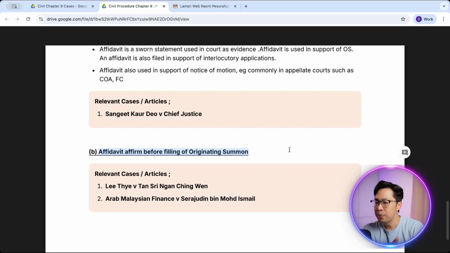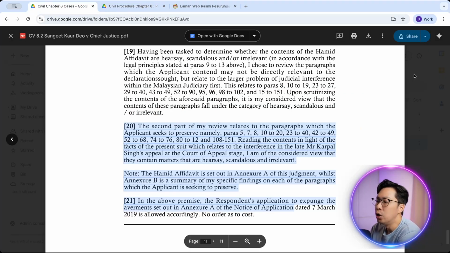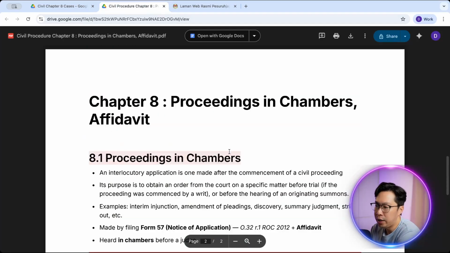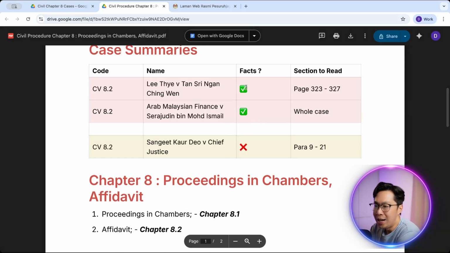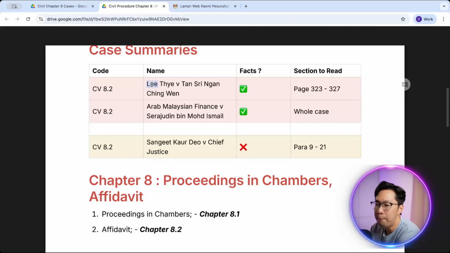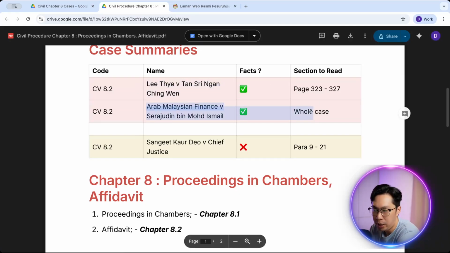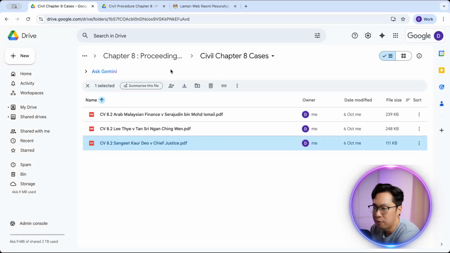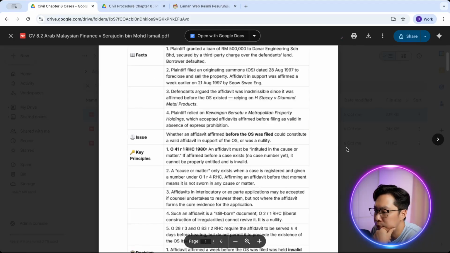So the issue now is, if you have an affidavit affirmed before filing of the OS, meaning you have the affidavit here and later on only file the OS, is this affidavit valid or not valid? So there are two cases here. There are quite some cases, but I give you two cases. And you will need to know the facts of the case, so that if there is a question in there, at least you can differentiate and explain what happened in this particular case and that particular case. Let's look at Lee Tai and Tan Sri. I think let's look at this one first, Arab Malaysian Finance. Okay, let's look at Arab Malaysian Finance. Which one comes first? Let me see.